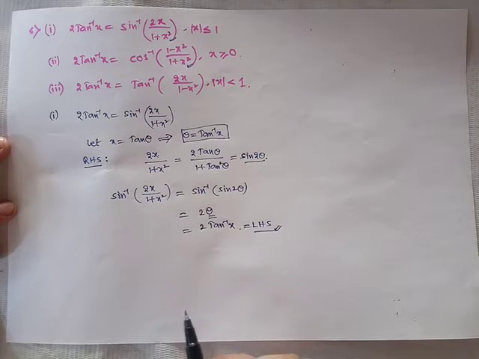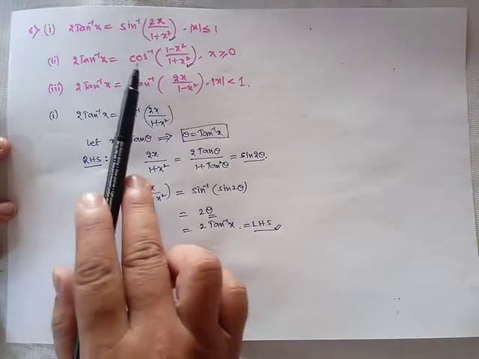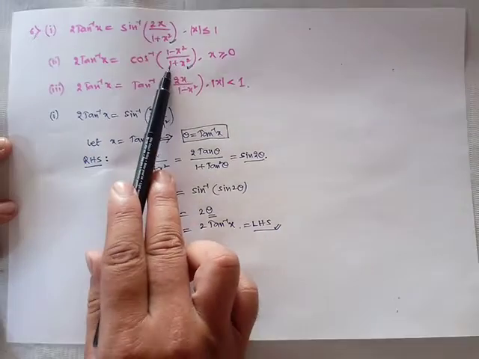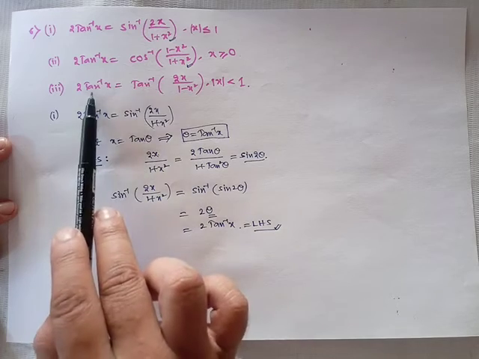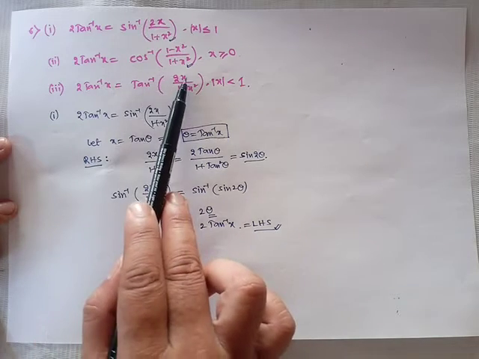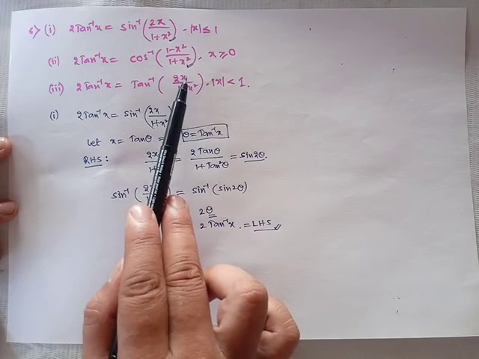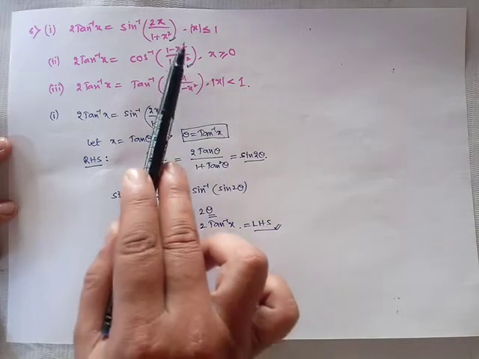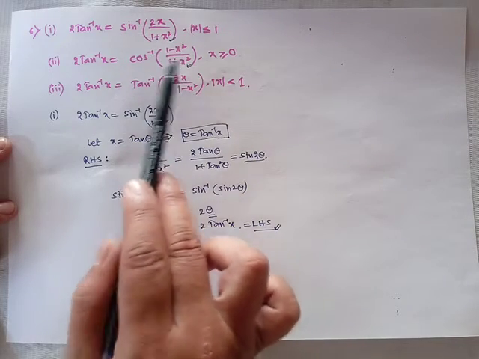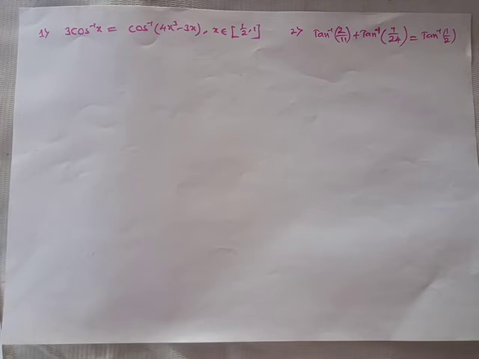The same thing is applicable for the others. 2 tan inverse of x is equal to cos inverse of 1 minus x square by 1 plus x square, considering x is equal to tan theta here. And 2 tan inverse of x is equal to tan inverse of 2x by 1 minus x square, with the same x equal to tan theta, then it will become tan 2 theta, and the other will become cos 2 theta. Properties are completed. Now we'll see the exercise questions.